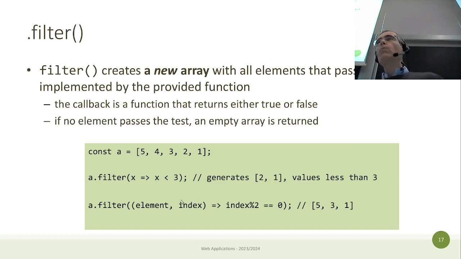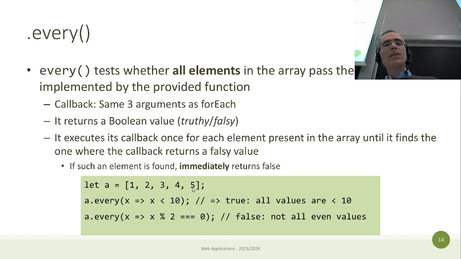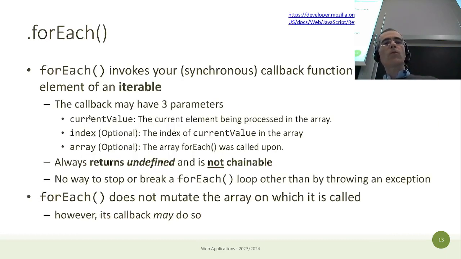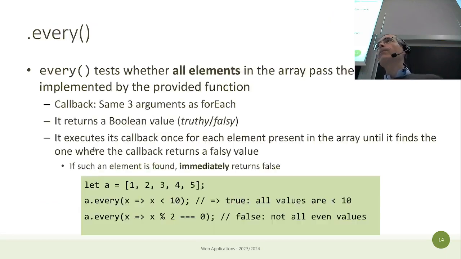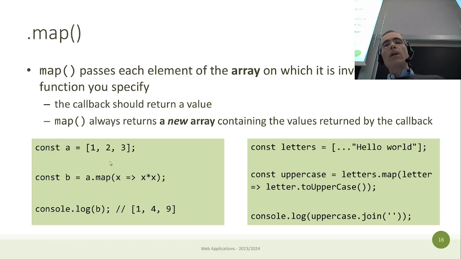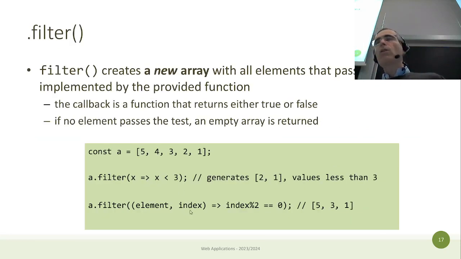Why? Because the callback that we pass to the filter is called with three parameters. We could be more specific in this slide: the current value, the index, and then the array. This also applies to the map. We will see an example for this. If we don't specify the second and third parameter, we just ignore them. If we specify them, we can use them.